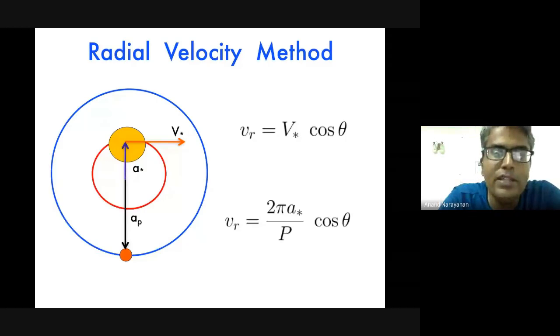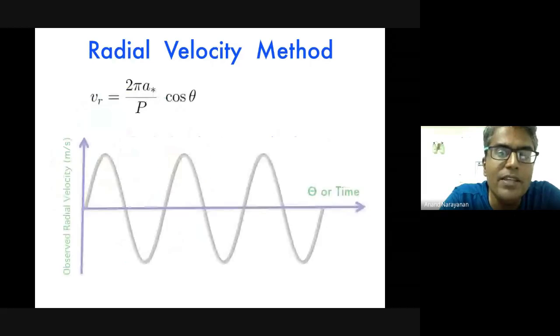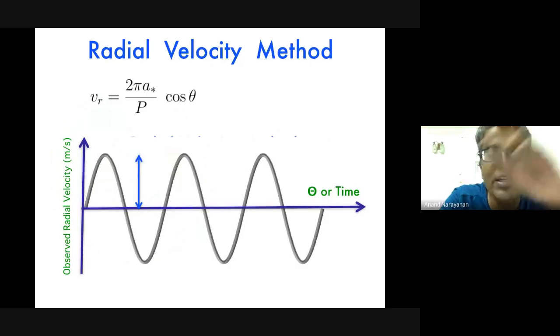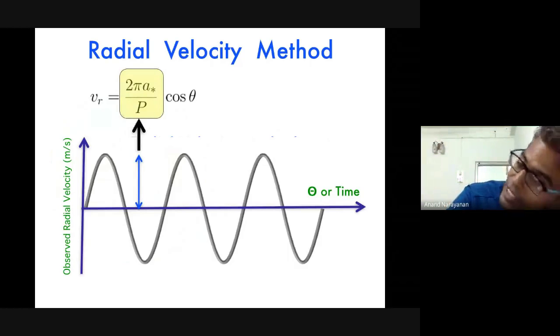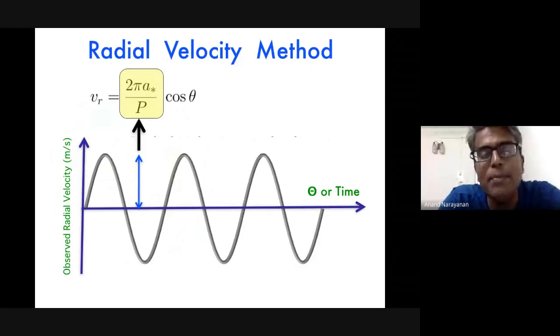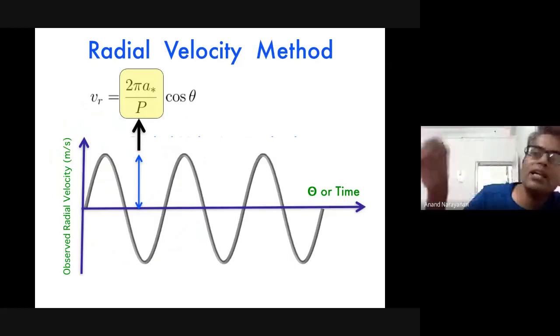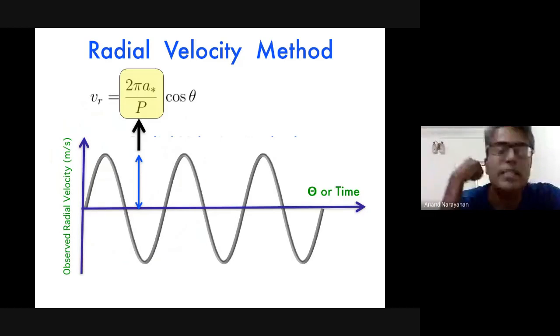Now if you look at the radial velocity curve, Vr is equal to some constant into cos theta. That constant is the semi-amplitude of this radial velocity curve. So if you measure the semi-amplitude of the radial velocity curve, we will get 2 pi A star by P. And P we can determine because P corresponds to one full cycle of this radial velocity curve. Going from 0 degree to 360 degree, one full cycle of this cosine curve will be the time period, because theta varying from 0 to 360 means the star has gone once around the center of mass.